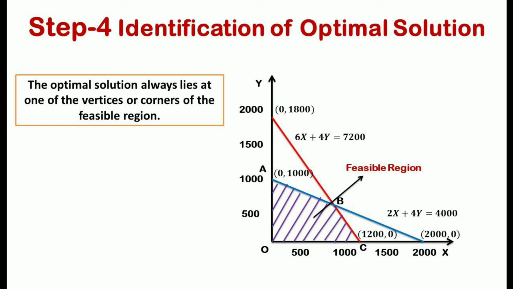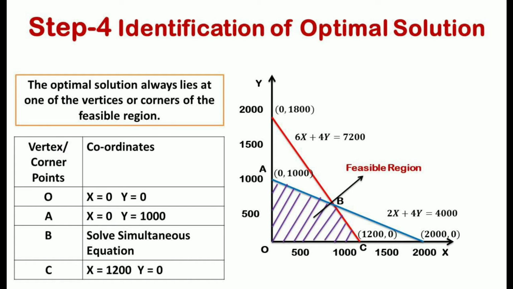Here, to find the maximum value of the given objective function, that is Z equal to 100x plus 80y, see, the optimal solution always lies at one of the vertices or corners of the feasible region. Here we have 4 vertices or corner points, that is O, A, B and C. At the corner point O, which is the origin, the values of x and y are 0 because it is the origin point.